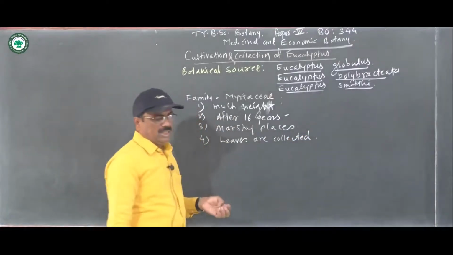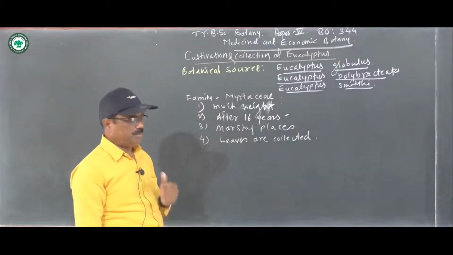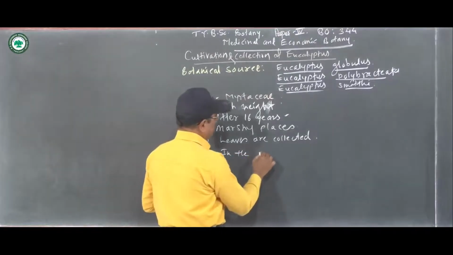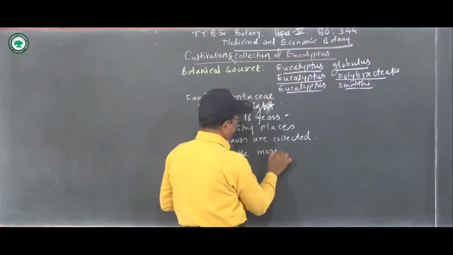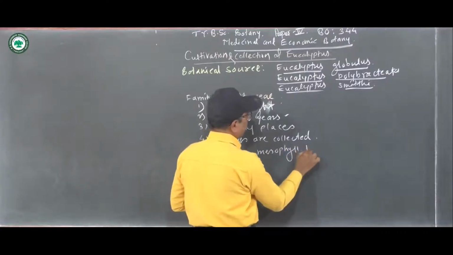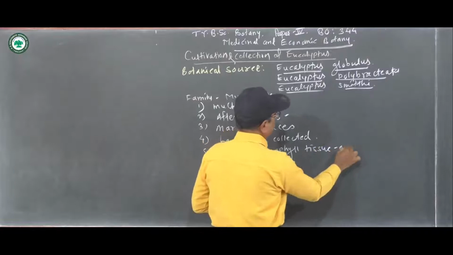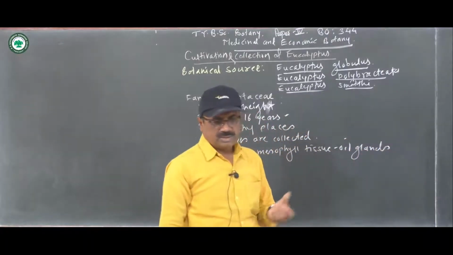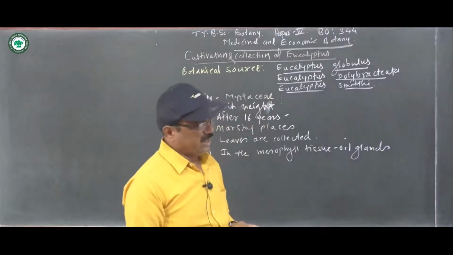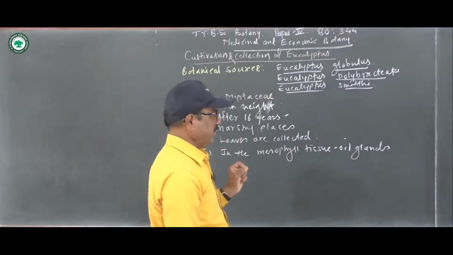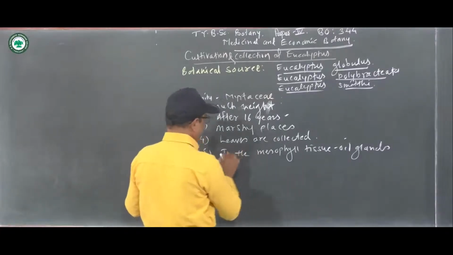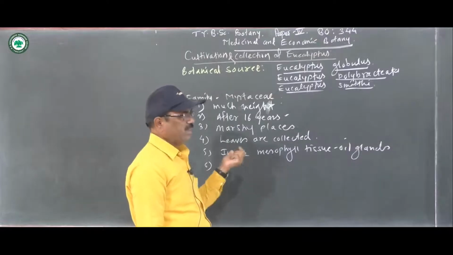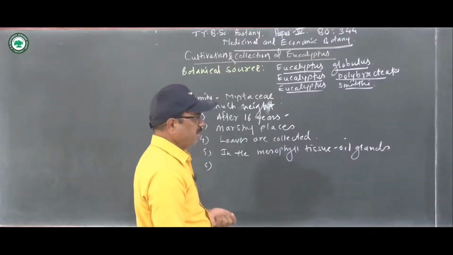So this volatile oil is present in the leaves, and particularly in the mesophyll tissue. In the mesophyll tissue, the oil glands are present, which contain the volatile oil. So these leaves are collected firstly, when they become mature, means when the plant becomes near about 16 years old.